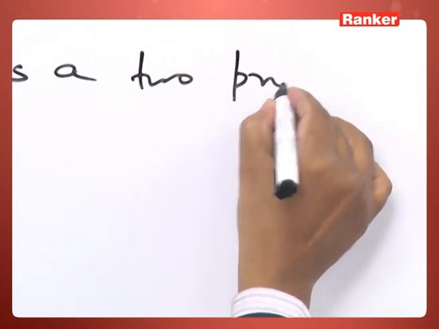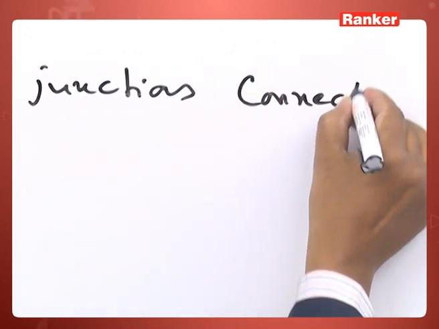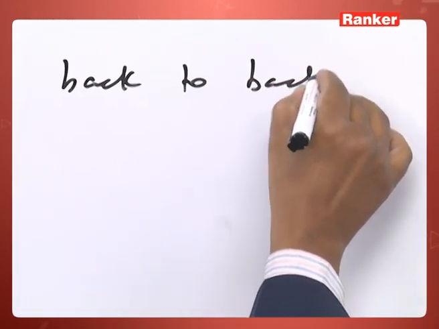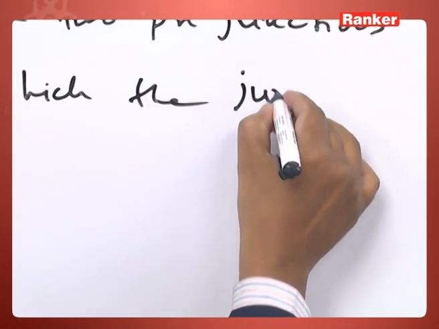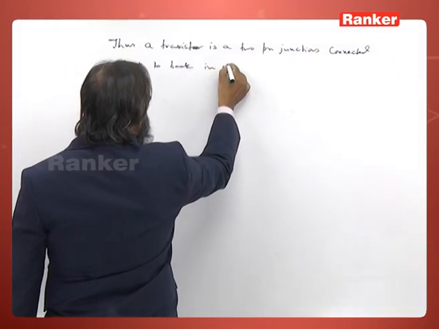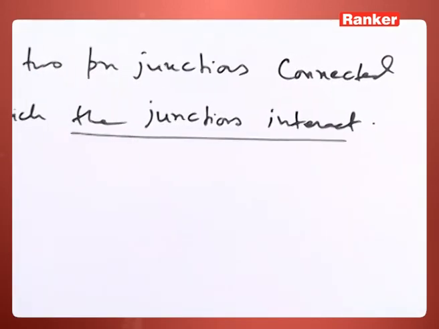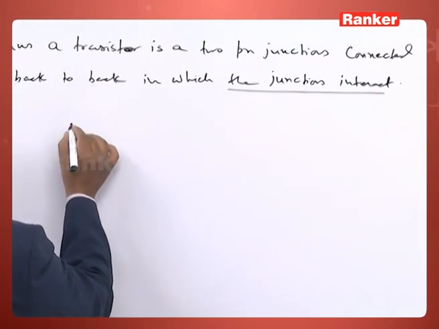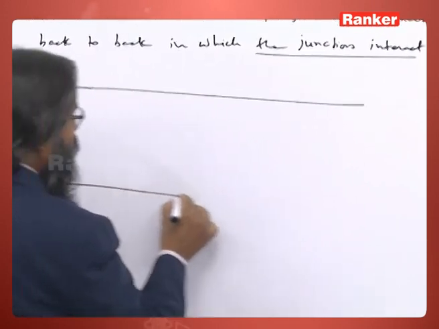Thus a transistor is two PN junctions connected back to back in which the junctions interact. Very important point, it is the interaction of junctions which makes the working of a transistor.